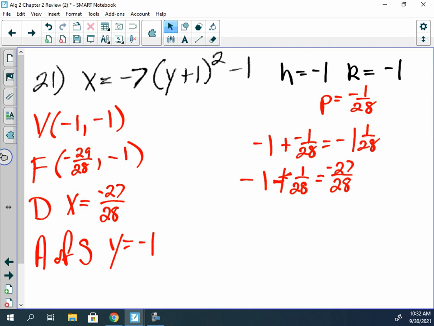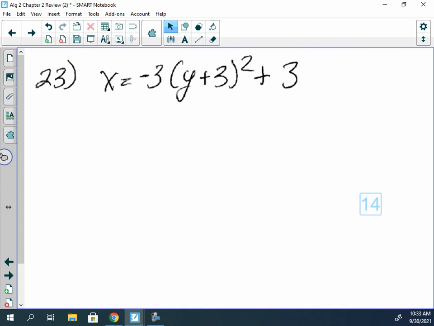Any other questions on that there? Because 20 and 22 are going to be the exact same. Homework? You can just put it on my desk. So any questions on 20 or 22? Or 23?